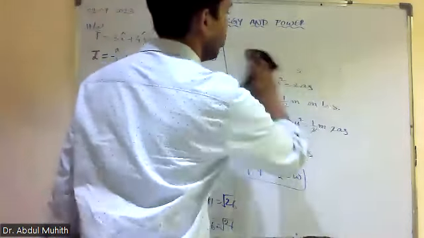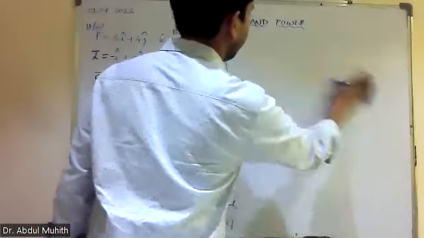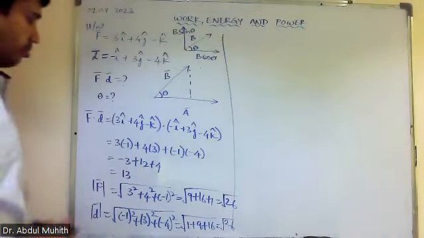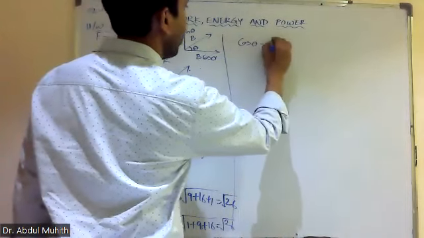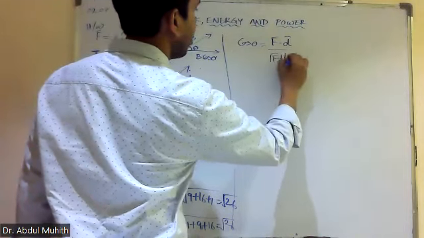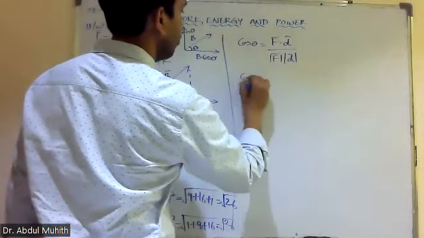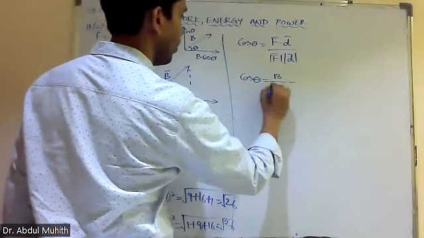Now we will find out what is the angle. Okay, how much is the angle now? Now, cos theta formula is F dot D divided by mod F mod D. So cos theta is equal to F dot D, which is how much? 13 divided by root 26.